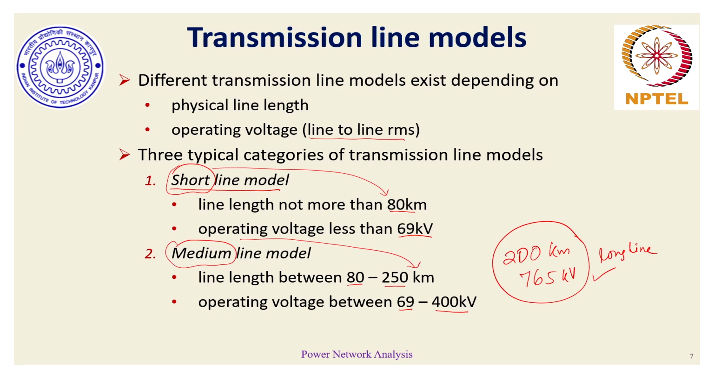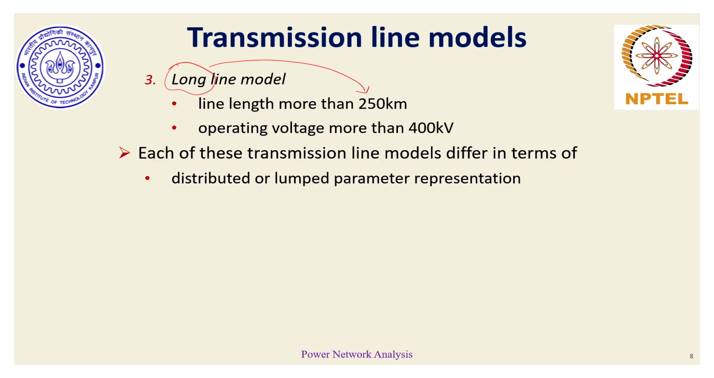So, depending on the need of the performance which needs to be done, whether it's for steady state or for dynamic performance, the corresponding line could be modeled as a medium line or a short line. Given this, understand that short, medium, and long need not always refer to the line length. Each of these transmission line models differs in terms of whether distributed parameter or lumped parameter is considered, and what type of line parameters are considered.